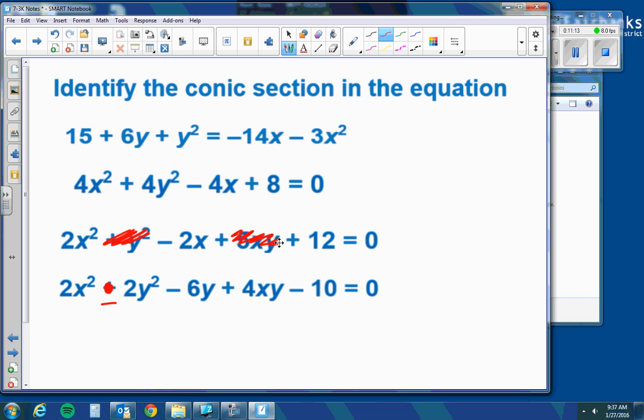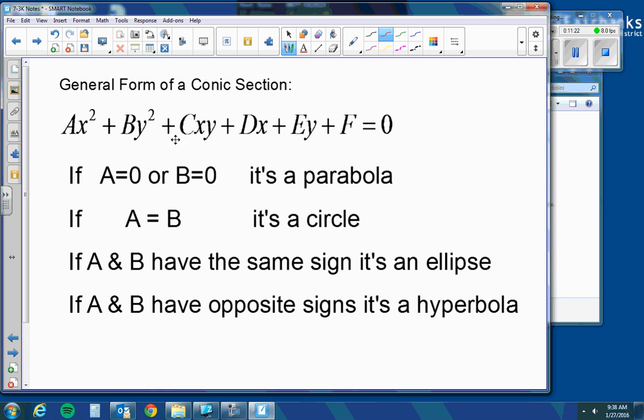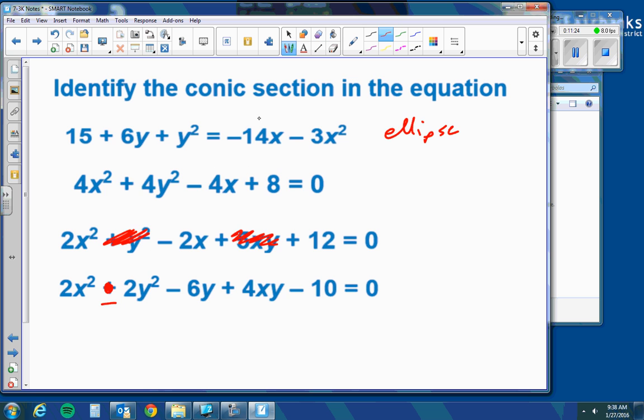Now let's go through. What's the first one? Shape. And once again, remember that these rules only apply if it's in general form. So on the first one, you have to move this over. It would actually become a positive, right? So yes, it is an ellipse.